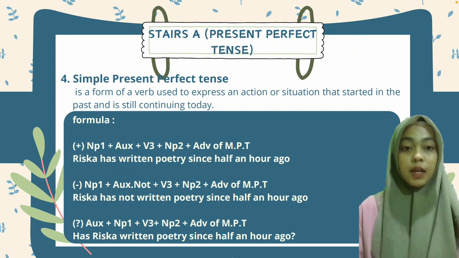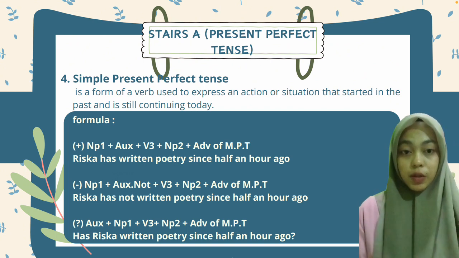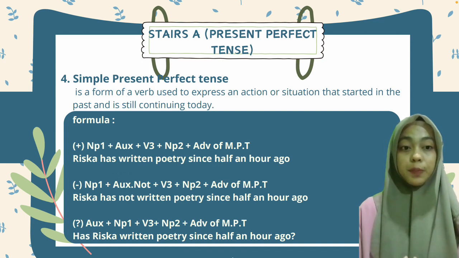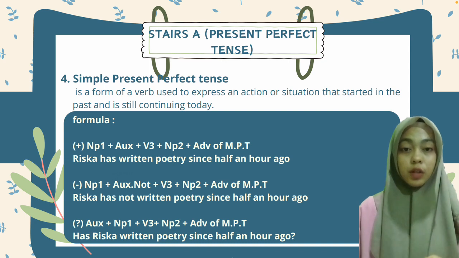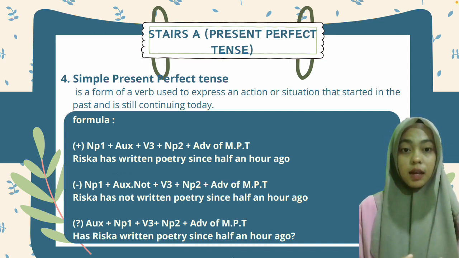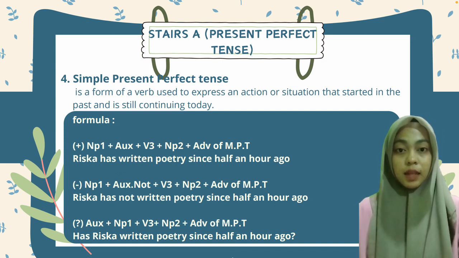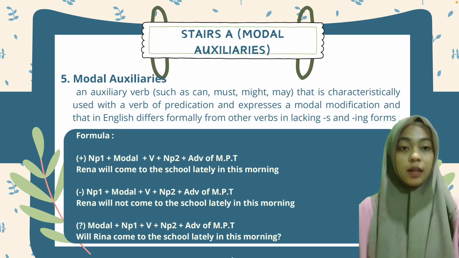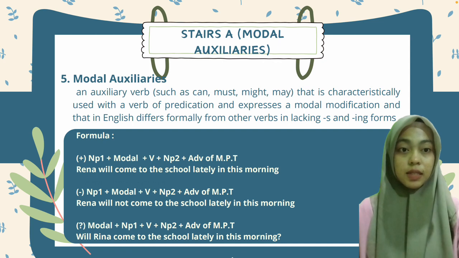So for the negative, Rika has not written poetry since half an hour ago. And for the interrogative, has Rika written poetry since half an hour ago? So for the interrogative, we use the auxiliary has or have at the beginning of the sentence. And the last one, we will learn about the modal auxiliaries.